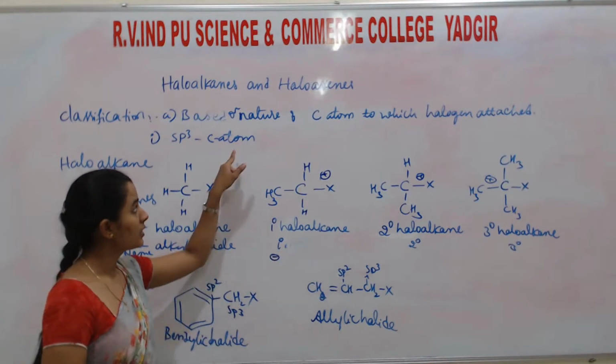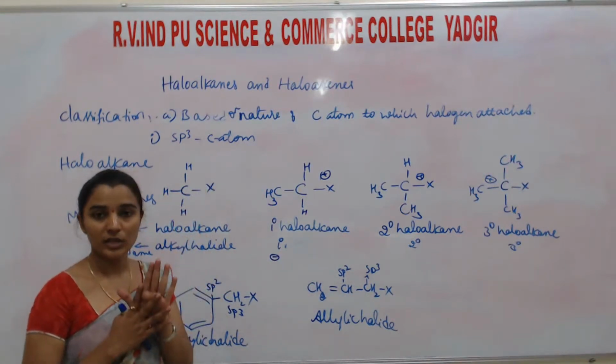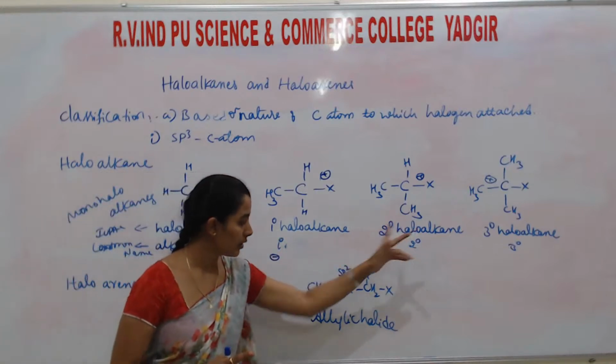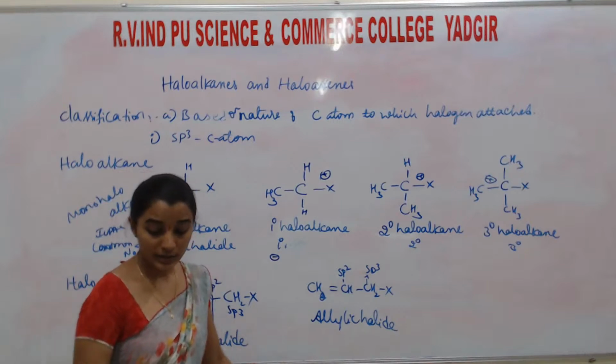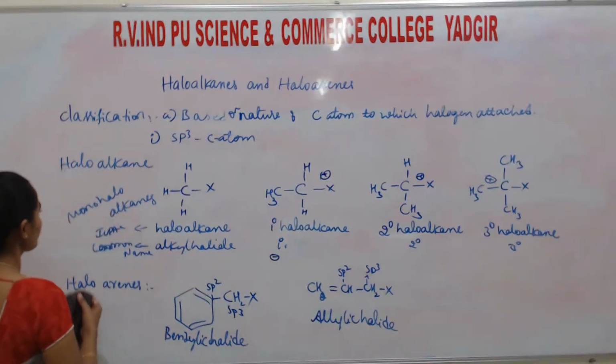Understand? In sp3 hybridized carbon atom, 5 classifications we studied: primary, secondary, tertiary, benzylic and allylic. Okay, this is one type of classification.